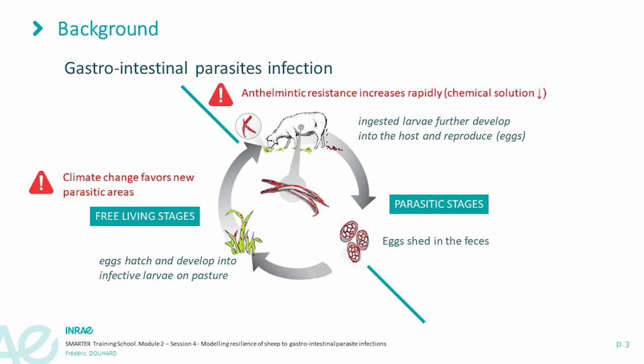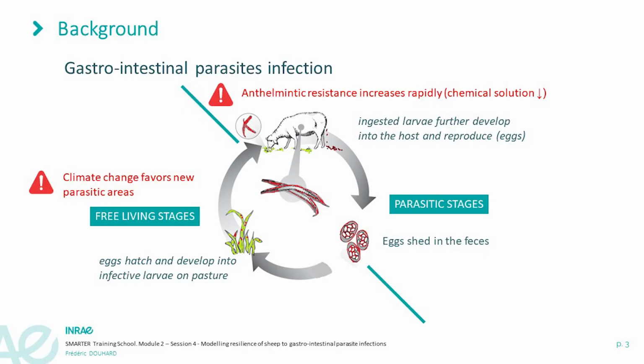We have several problems with this infection. The first is that the population of parasites are evolving, and we have more and more resistance to the chemical products, the anthelmintics. So the solution that we had before is less and less a solution, and we need to find alternatives. The second issue is that these populations also evolve with climate change, and the areas where we observe parasite infections are also expanding.